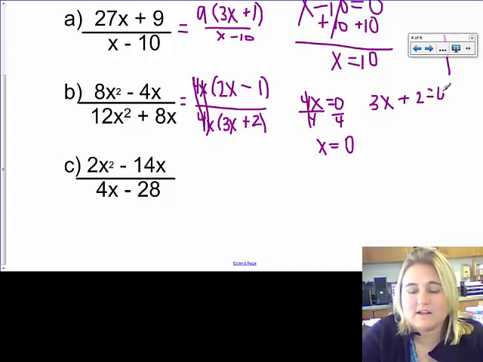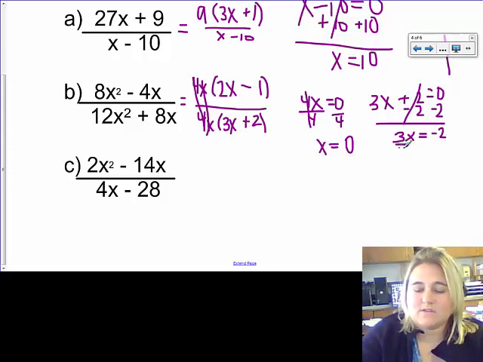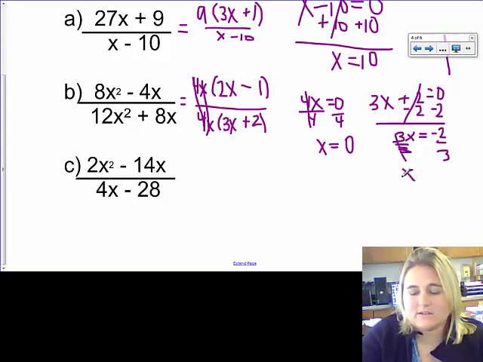So to get x by itself, the first thing I must do is subtract 2 from both sides. Over. And this part cancels. So I have 3x equals negative 2. And to get x by itself, I need to divide by 3 on both sides. So I have that x is also, or that the expression is also undefined at x equals negative 2/3.